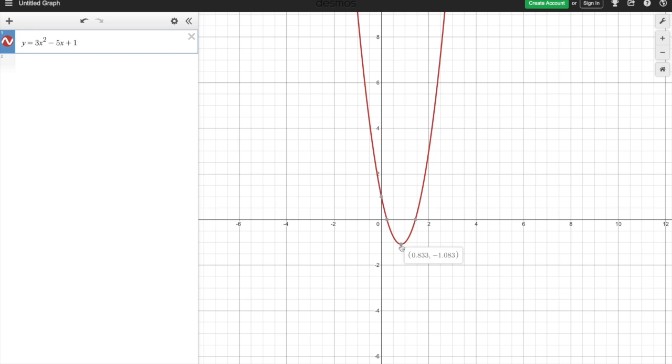And if you're using Desmos and you click on the function, it'll drop in a point exactly at the minimum. And here we can read it off. The x value is 0.833 and the y value is minus 1.083. And there's a few more points that have been placed. Let's look at these two next. Maybe zoom in a little bit.